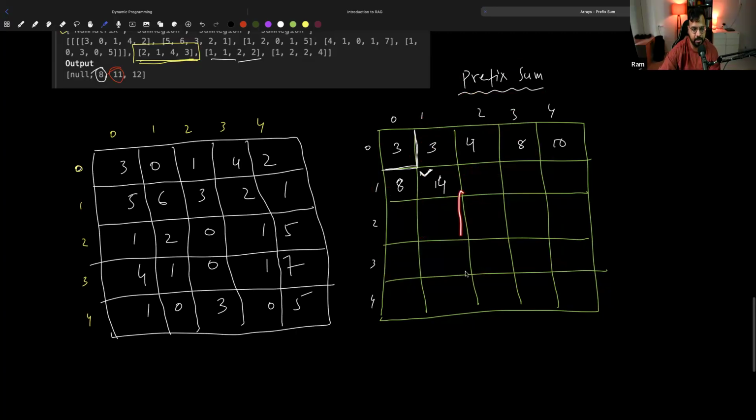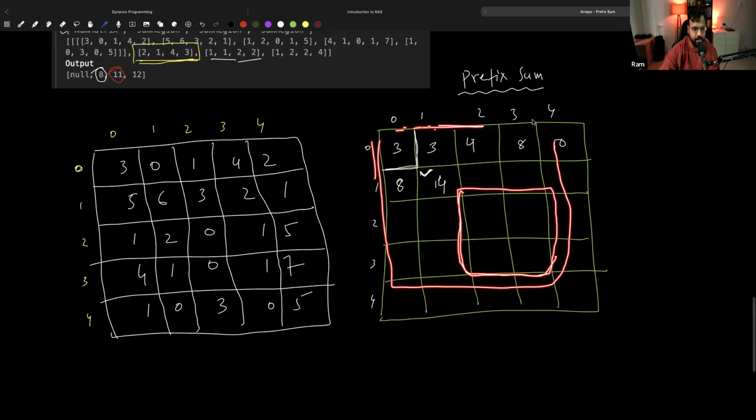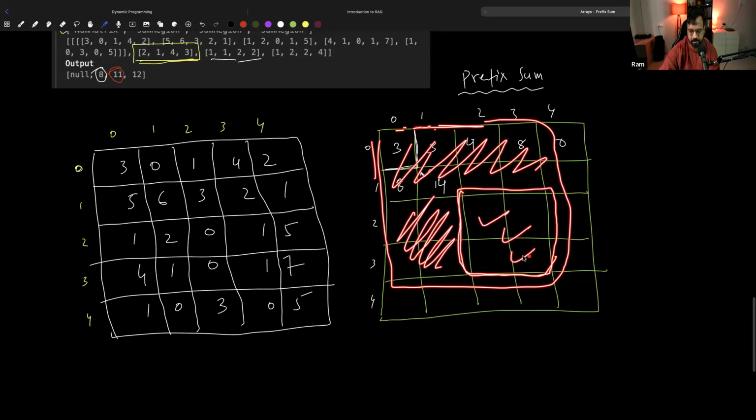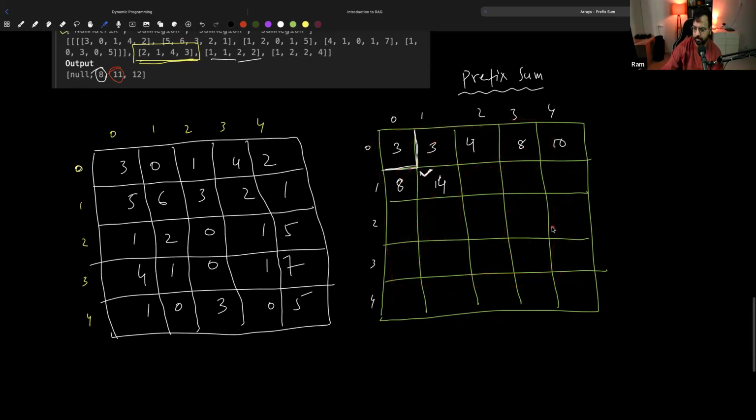If I want to find the sum of this part, if I am able to find the sum of this whole thing, and from that if I'm able to subtract this and this, then I will be able to find the sum of this. Guys, yes or no? Yes. Try to fill this prefix sum matrix and try to write it. Otherwise, tomorrow we will continue the same problem. We'll do 1 or 2 more problems on prefix sum.